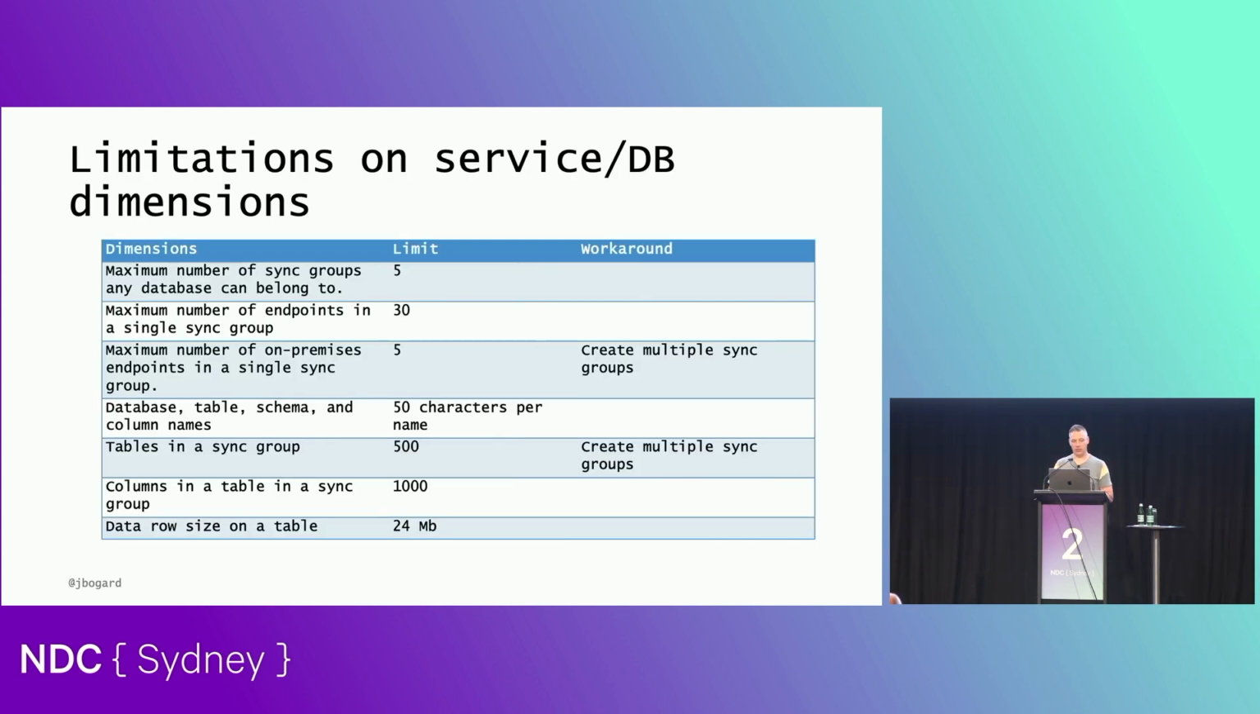This one also bit us: there are limitations on the dimensions of your items. The one that really hit us was the naming. The database, table, schema, and column names cannot have more than 50 characters. The reason this comes in is that the sync database that holds all this metadata limited all the columns to 50. I'm like, varchar max is a thing, you can do this. They didn't, whatever. Tables in a sync group: 500.